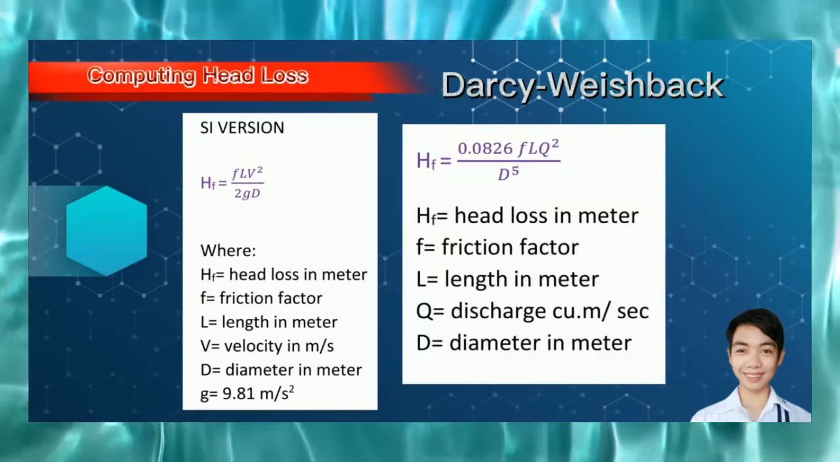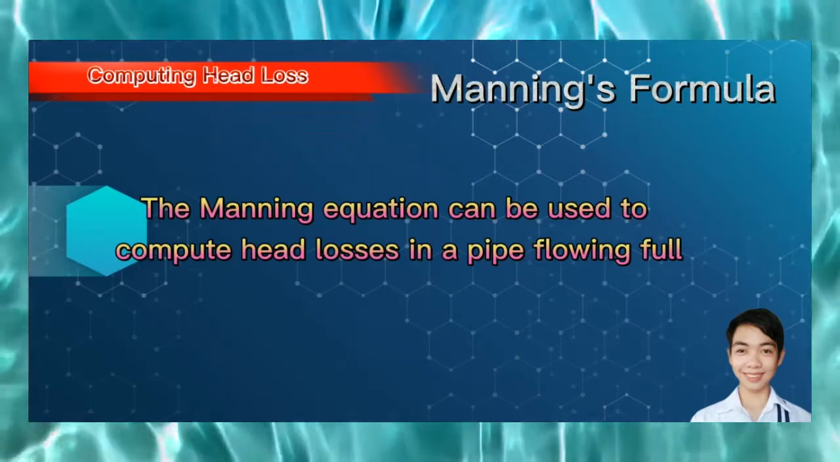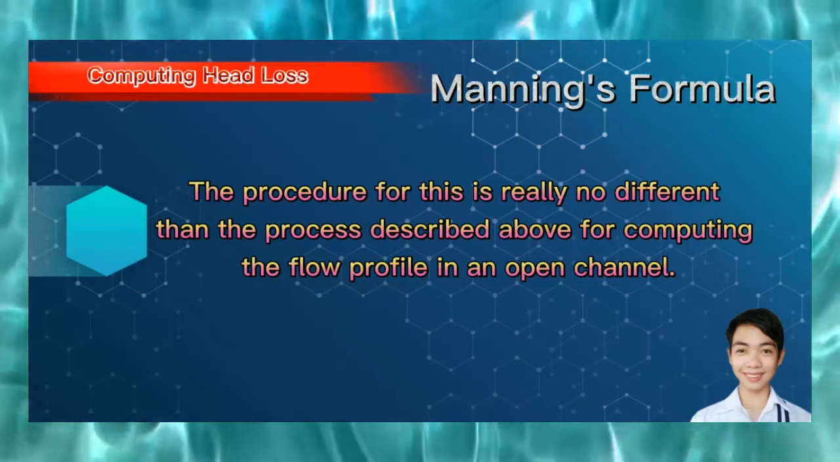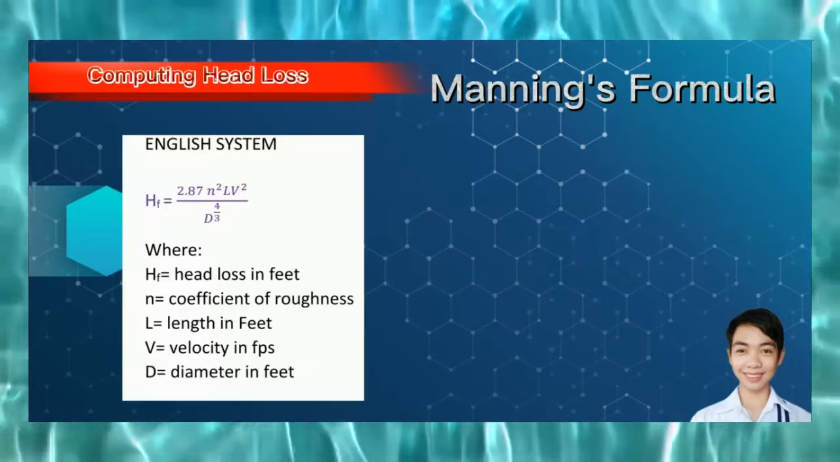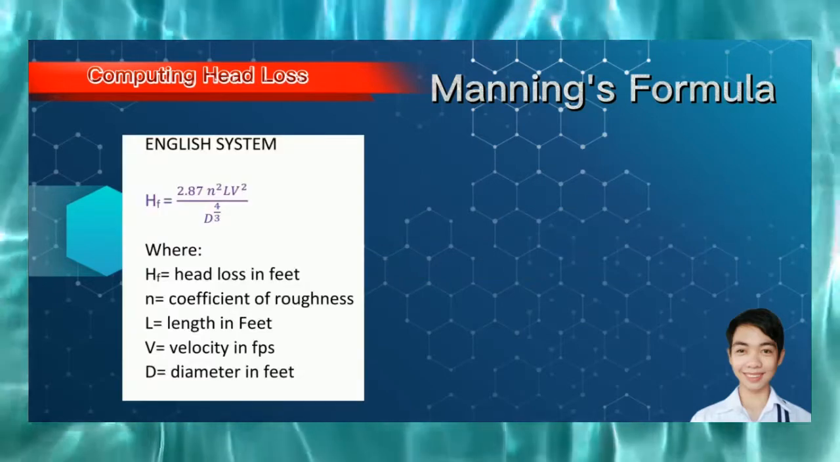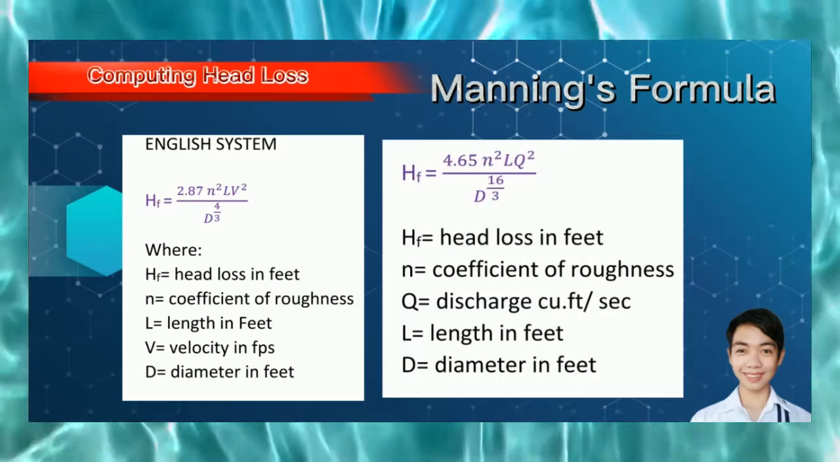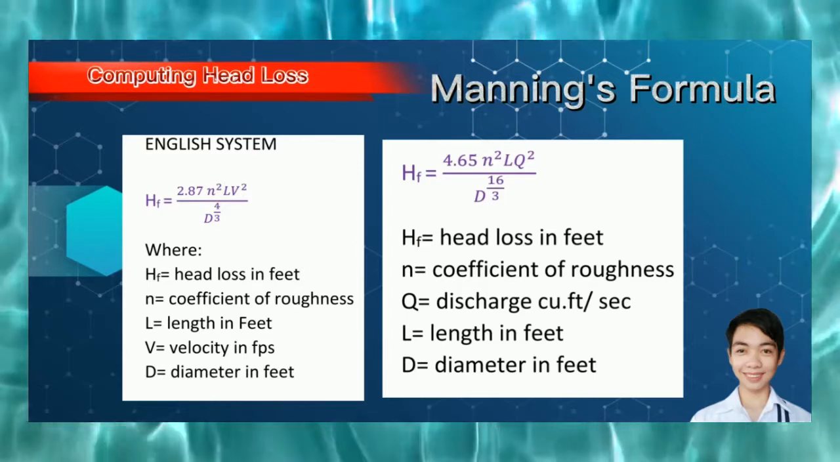The Manning equation can also be used to compute head losses in a pipe flowing full. The procedure for this is really no different than the process described in computing the flow profile in an open channel. The English system of Manning's formula that involves velocity in feet per second is this. And the other one that involves discharge in cubic feet per second is this.